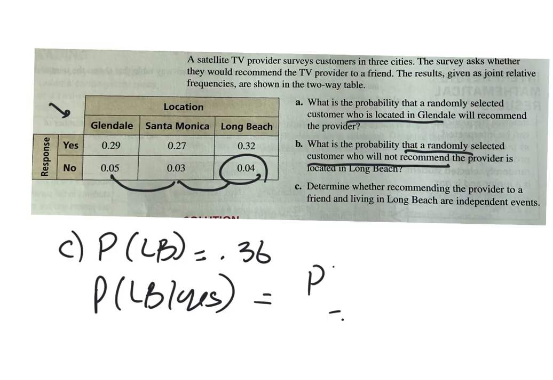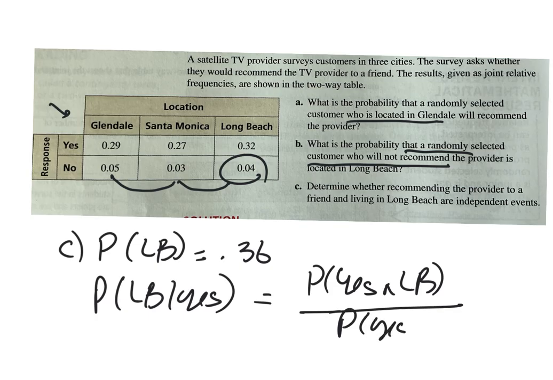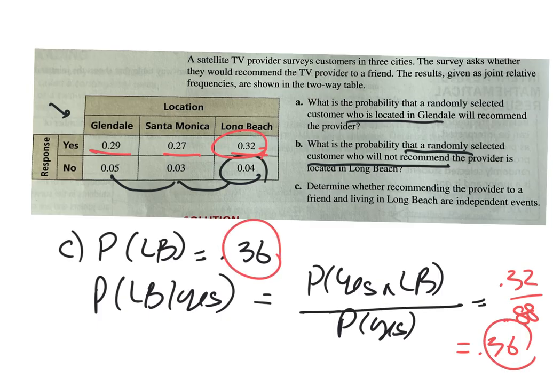Okay, so what is the probability that they live in Long Beach given that they said yes? I would do the probability of yes and Long Beach over the probability that they just said yes. Yes and Long Beach is 0.32, so I'm going 0.32 over the probability they said yes. How many people said yes altogether? That's adding up 0.29 and 0.27 and 0.32. That's all the yeses. I think it's going to be 0.88. So if I divide that, I also get 0.36. Because I got the same thing, that means one did not affect the other, which means it's definitely independent.